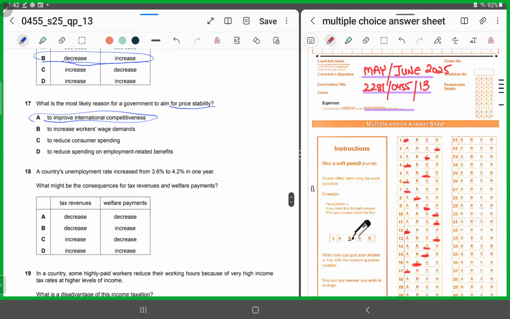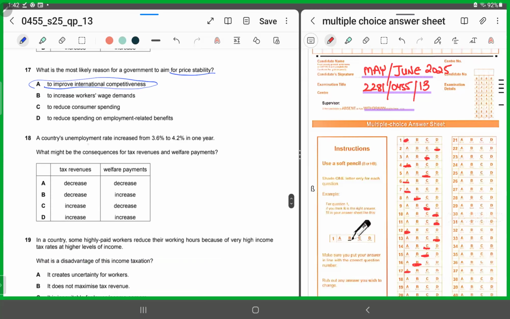18. A country's unemployment rate rose from 3.6% to 4.2% in 1 year. If the unemployment rose, what should happen to the tax revenue and the welfare payments? The welfare payments would rise. So it could be either B or D. What about the tax revenue? The tax revenue would fall. So it has to be a decrease. So for 18, it has to be B.